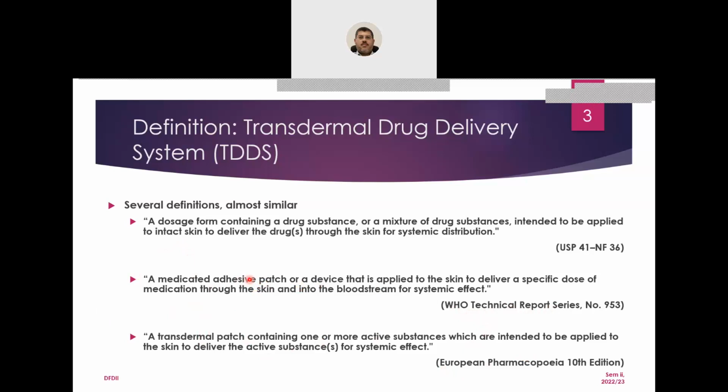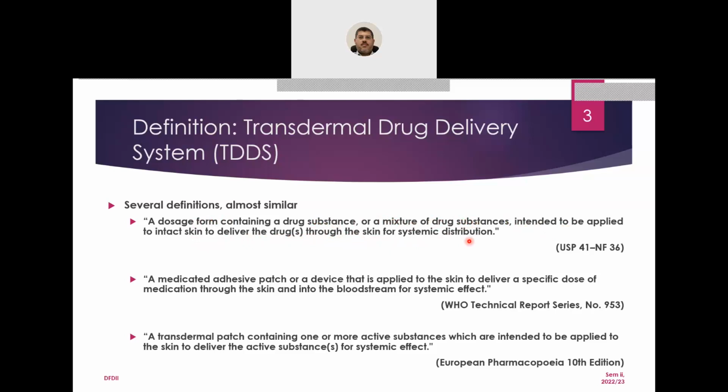Okay? So for WHO, they said it is a medicated adhesive patch or a device. So this one is more flexible also. That is applied to the skin to deliver a specific dose of medication through the skin and into bloodstream for systemic effect. European Pharmacopoeia is restricted to transdermal patch. Transdermal patch containing one or more active substances which are intended to be applied to the skin to deliver the active substances for systemic effect. But for USP, didn't specify anything, just a dosage form containing a drug substance or a matrix of drug substances intended to be applied into intact skin to deliver the drugs through the skin for systemic distribution.